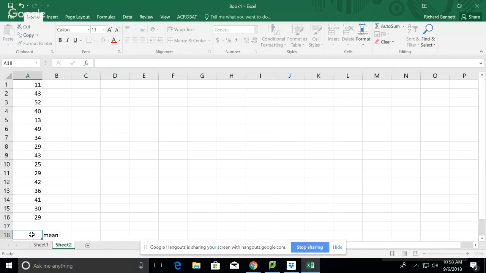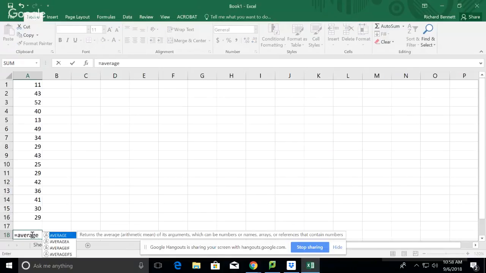Okay, so how do you find the mean? Remember? You can add them up and divide by, or you can use what command? Equals average. Curse Bill Gates when you do that. That's the mean, not the average.